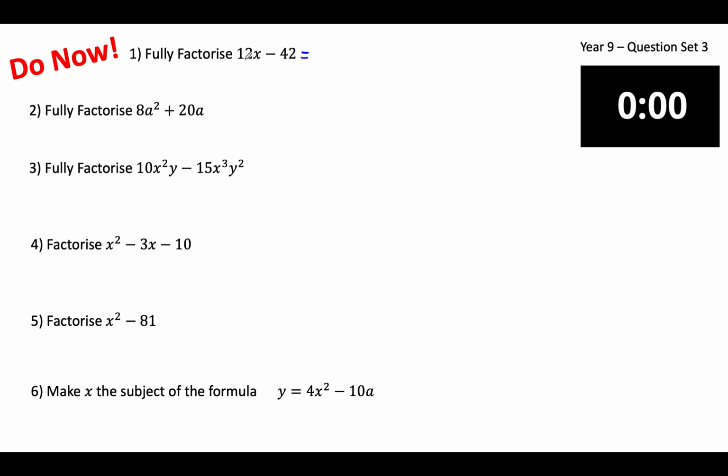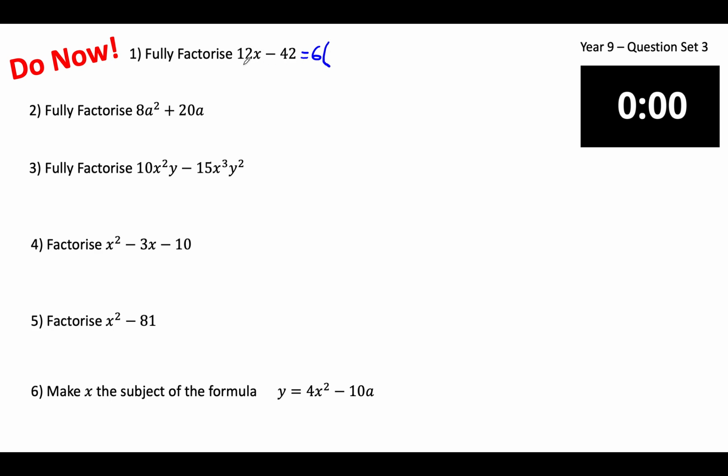So the first thing, look at the numbers. What's the biggest number that divides both of those? If you think about the factors, 6 is the biggest number that divides both. So you put it on the outside of what will be our bracket. Then look at letters. This one has an x, but this one doesn't, so they don't share anything else. So we're going to open up the bracket.